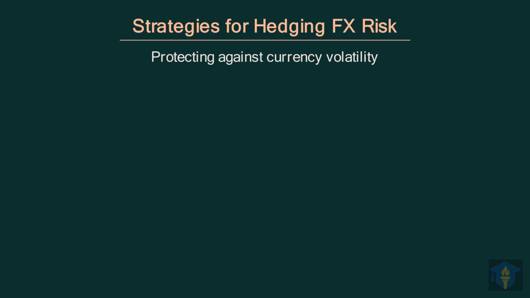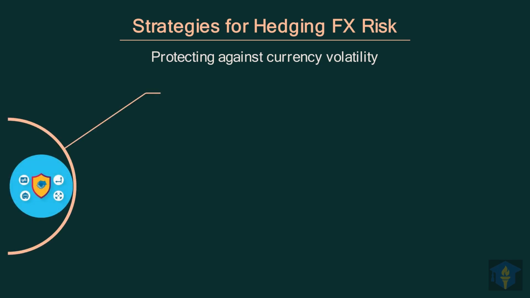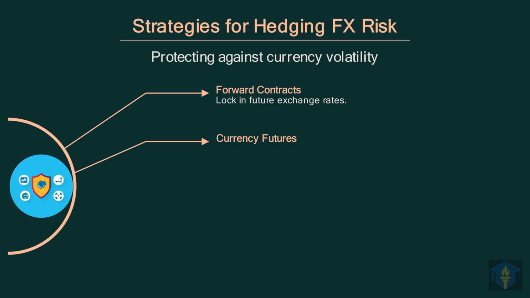These methods are specifically designed to protect your business against unpredictable currency volatility in global markets. First, we have forward contracts, which are among the most common hedging instruments available. With forward contracts, you can lock in a specific exchange rate today for a future transaction date. Next, let's consider currency futures, which offer another approach to managing exchange rate risk. Currency futures are standardized contracts that are traded on organized exchanges with set settlement dates.